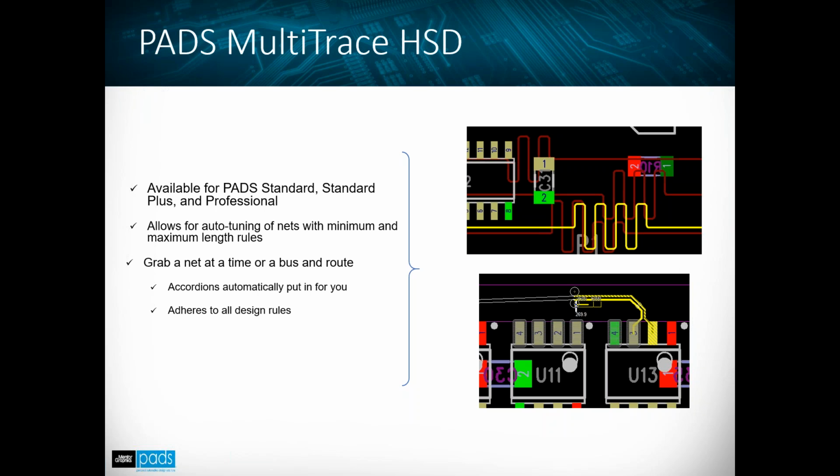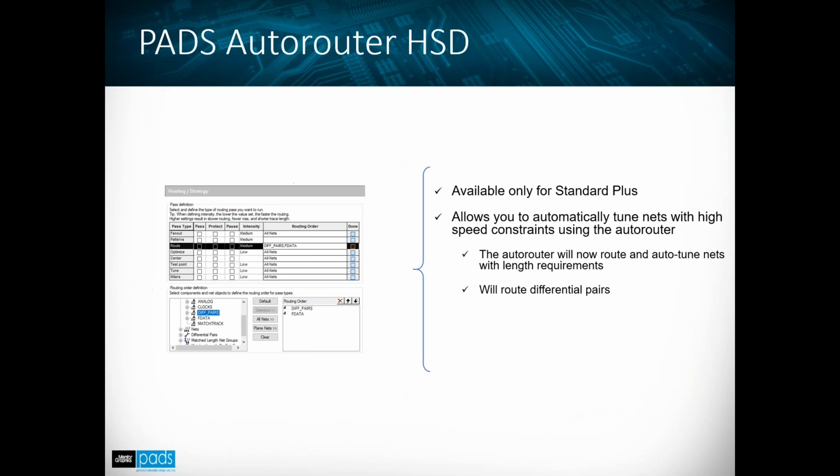There are a couple of ways to use this: we can grab a single net, right click and hit route, and it will automatically route and tune that net, or we can grab that entire bus and it will route and tune that entire bus as well. The same goes for differential pairs. And of course, it will adhere to all of the design rules that we've entered into our constraint management system. So that's the PADS MultiTrace HSD option.